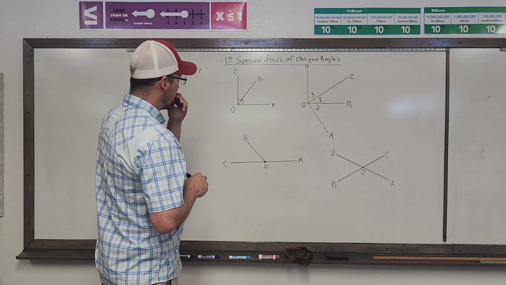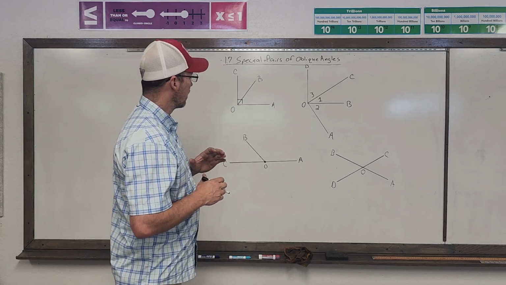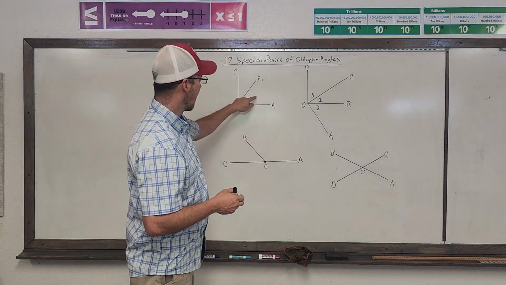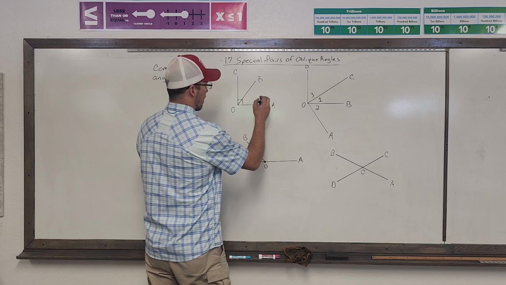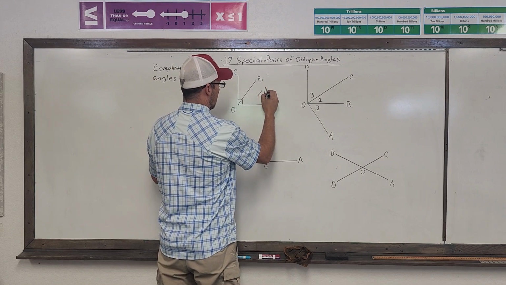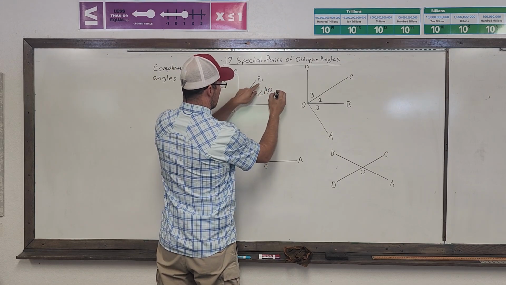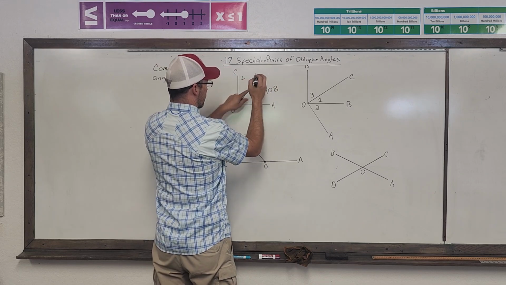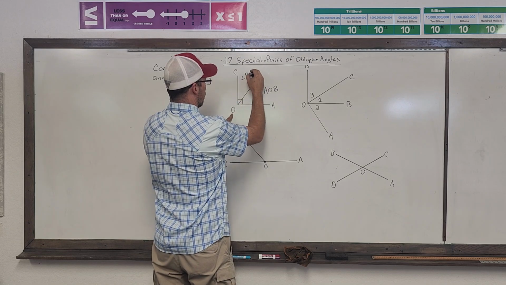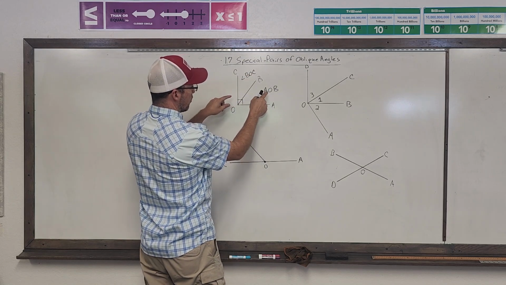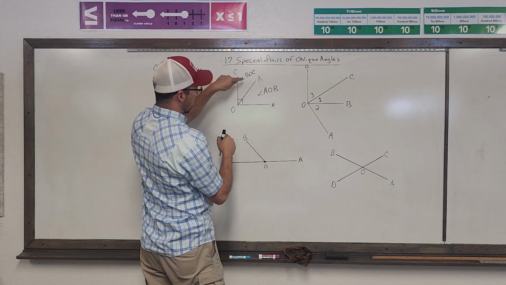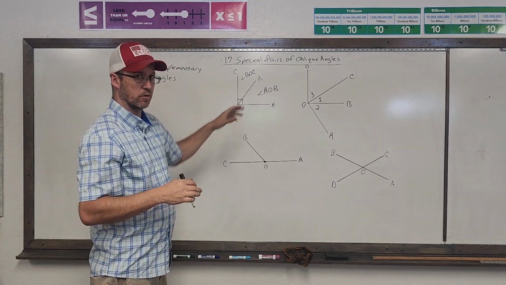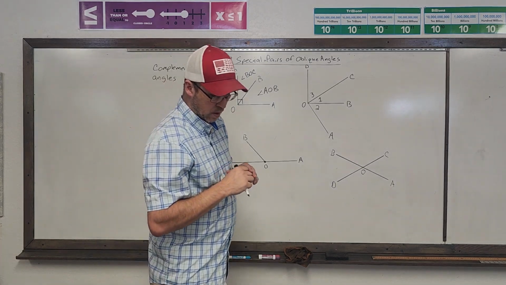All right, so complementary angles are two oblique angles that, when added together, add up to 90 degrees. So I have angle AOB. I made sure to put my vertex in the center. And I have angle BOC. When I add angle AOB to angle BOC, I know they add together to equal a right angle. So these two are complements of each other. They're complementary to each other. They add up to 90.